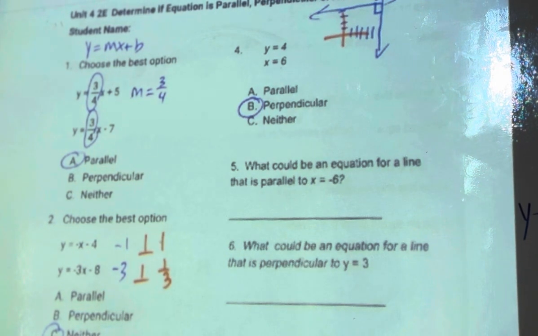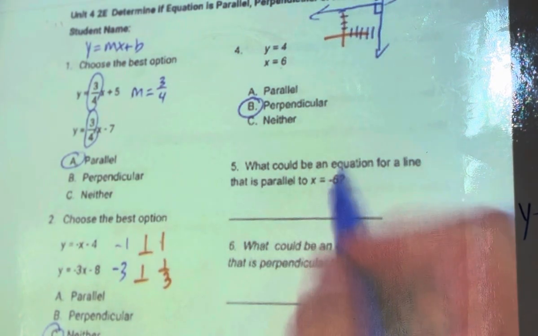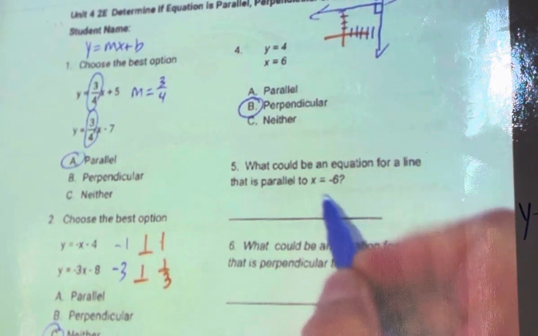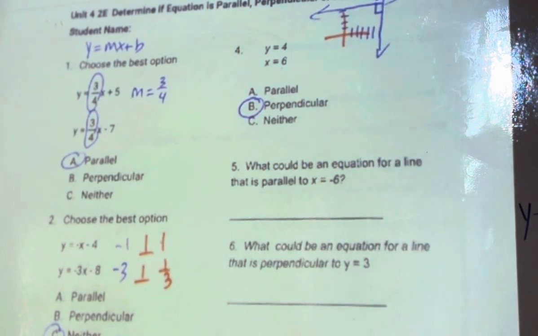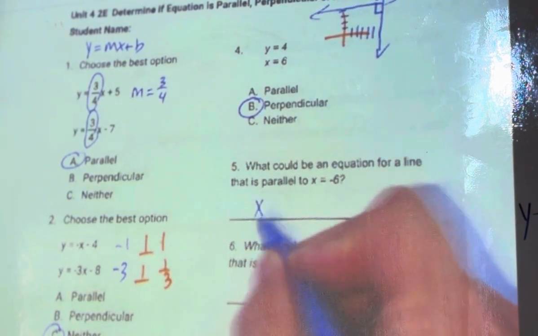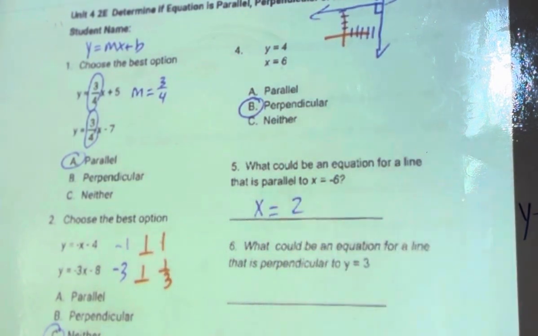Undefined. Very good. Undefined. And horizontal is 0. So if we're looking for a line that is also undefined, is it going to be y equals something or x equals something? If it's parallel, they have to be the same. X. So x equals any number other than -6, because if it was -6, it would be the same line.